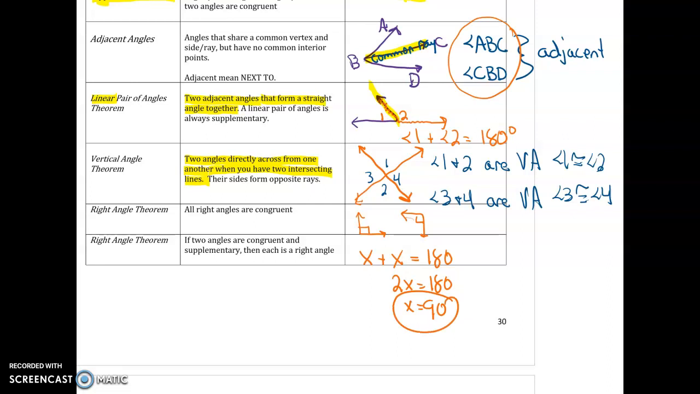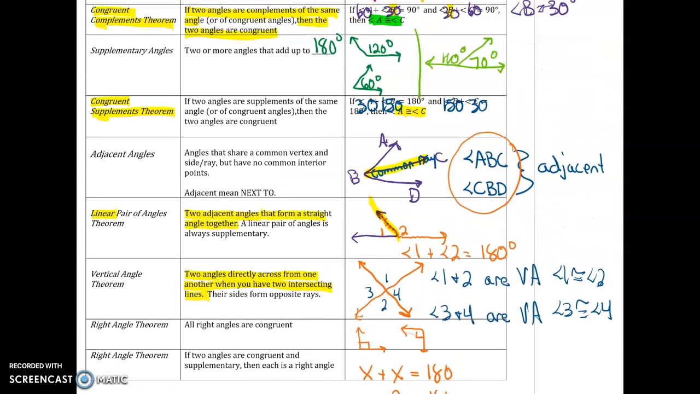So that's it as far as our basic vocab with angles. There's a little bit more, but we'll hit that later.